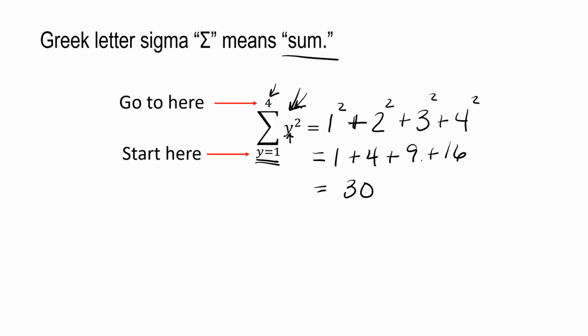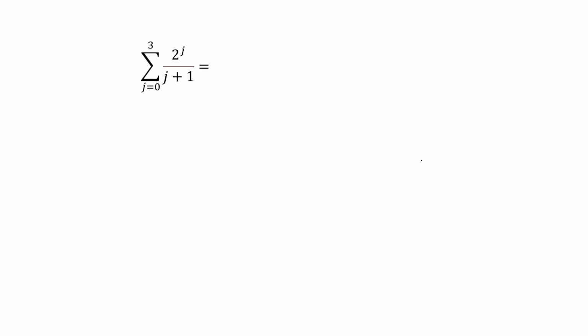Let's look at a couple more examples. All right, here's one that's a little more complicated. This says you go from j equals 0 up to 3, and you're going to sum this relation, 2 to the j over j plus 1. So you just start at 0. At j equals 0, you rewrite this argument exactly the way it looks, except wherever there's a j, you put a 0. So 2 to the 0 over 0 plus 1. That's your first increment.